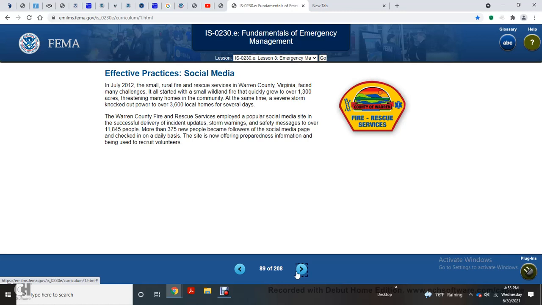Another effective practice: social media. In July 2012, Warren County, Virginia Fire and Rescue Service responded to a small wildland fire that quickly grew to over 1,300 acres, threatening many homes and communities at the same time. Several severe storms also knocked out power to 36,000 local homes for several days.